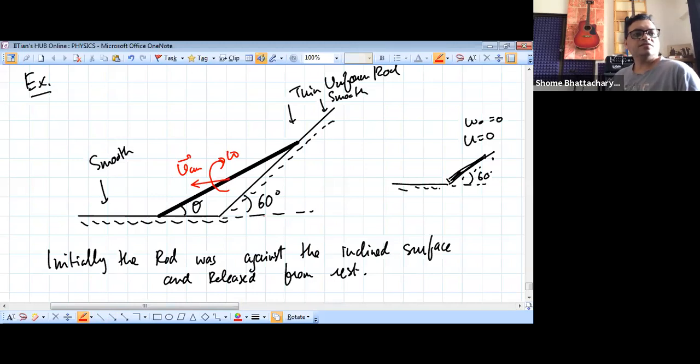So we have to find this VCM and this omega at a particular instant when there's this angle theta with the floor that changes from 60 degrees initially to exactly 30 degrees.